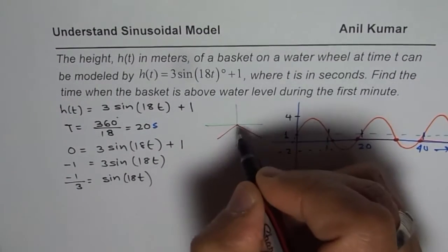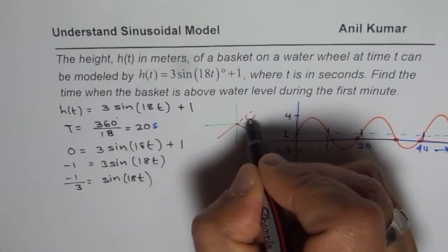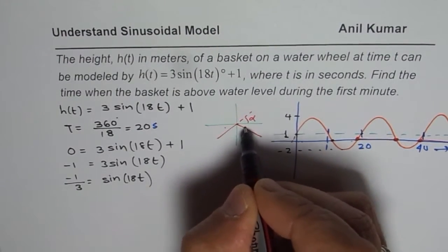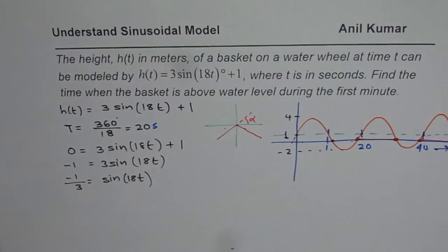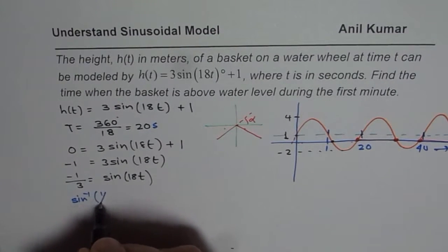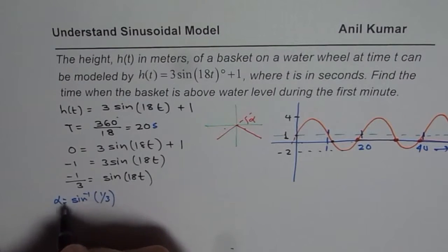So what we will do is find the acute angle alpha, and then we know the time period, so we'll find these 2 times. We'll do sine inverse of 1 over 3 to find the acute angle alpha.